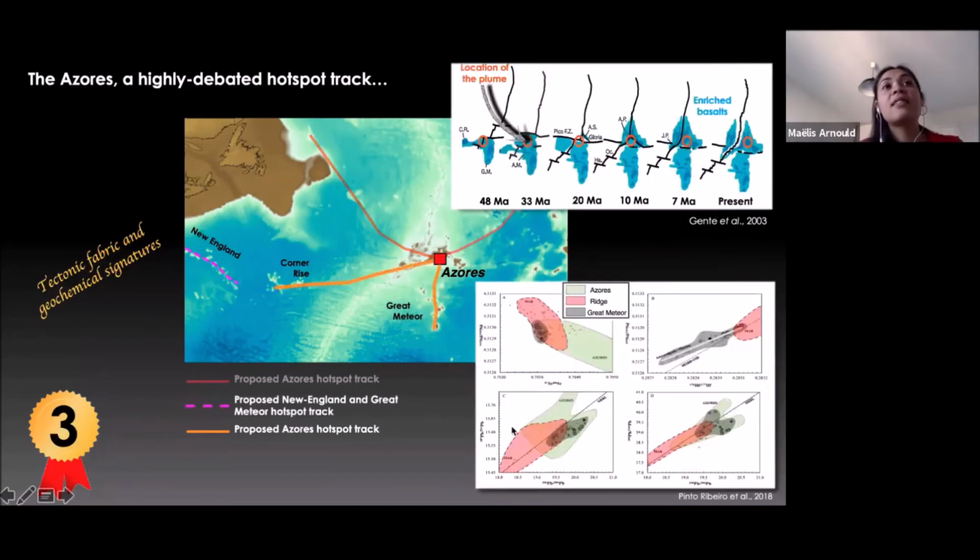And then there's the last hotspot track that was proposed. It's based on the analysis of the seafloor tectonic fabric around the Azores hotspot, together with geochemical considerations. According to these studies, the Azores would have interacted with the Mid-Atlantic ridge and participated in the building of the Corner Rise and the Great Meteor seamounts. So here you would see the two tracks. And you would have these two hotspot tracks because of an interaction between the plume and the Mid-Atlantic ridge.